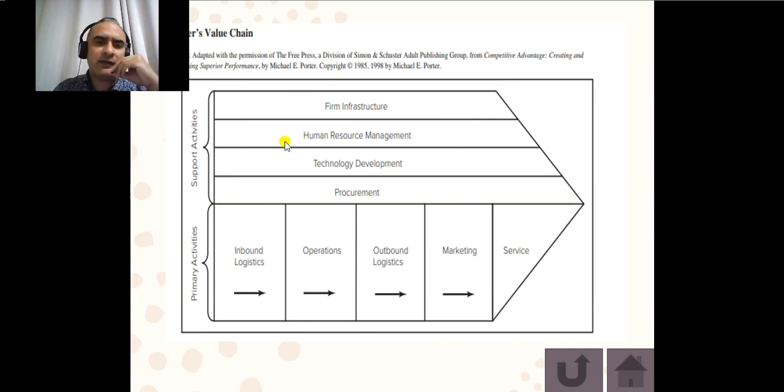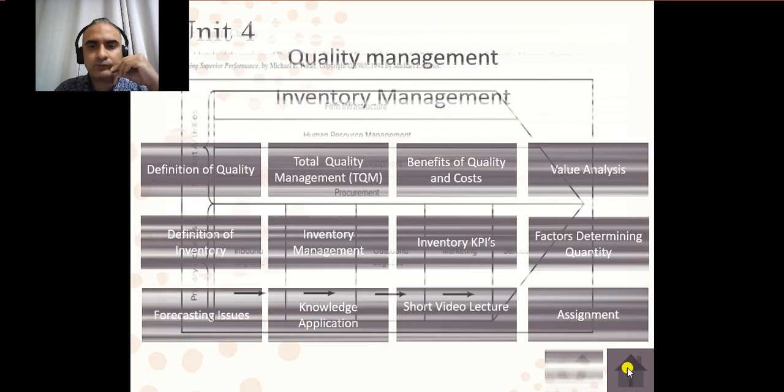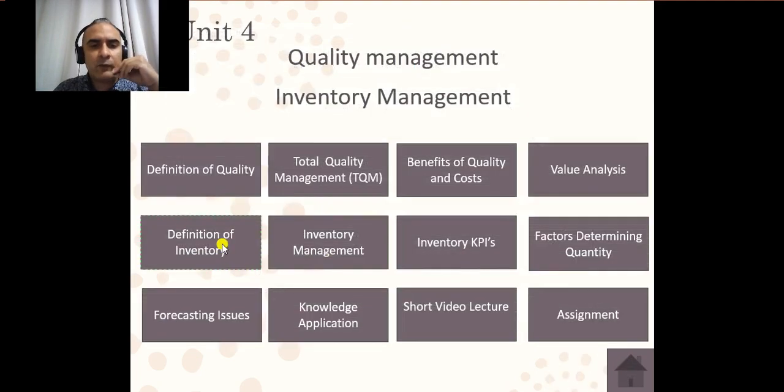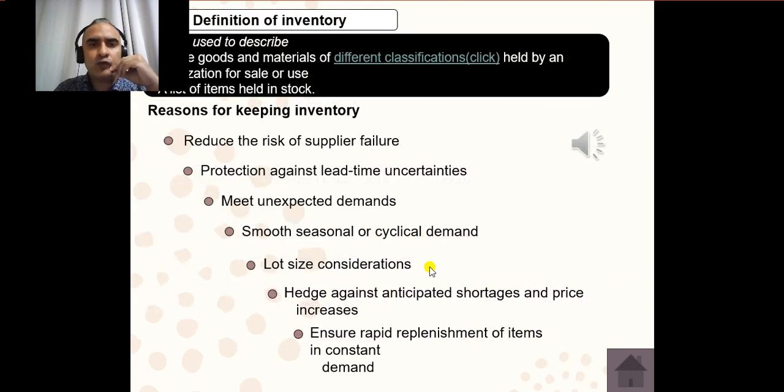Okay, and anyway, there are many activities. This is Porter's value chain. If we can deliver value on absolutely every single front here, that means we have very high quality on a product. Okay, very good. So now we're going to continue to inventory. Inventory is a very simple thing: it is the storage of goods and materials.